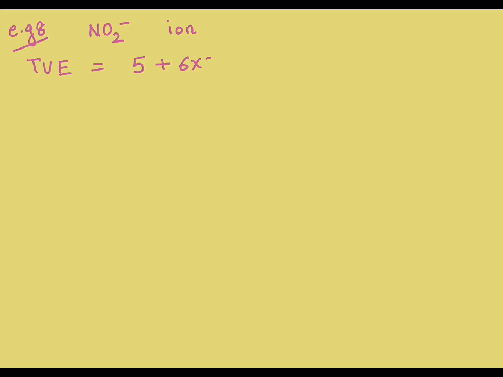5 plus 6 times 2 plus 1. So what do we get over here? We get 18. Let's get going. So we have nitrogen and oxygen. Nitrogen is lesser in number. Go ahead, try it yourself. I'm not giving the answer here.